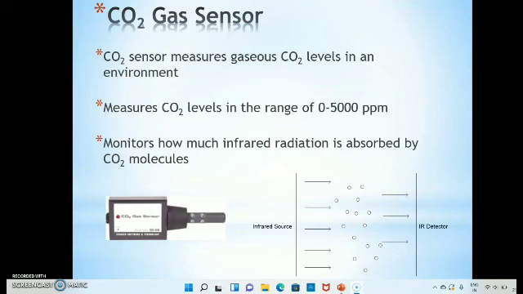CO2 gas sensor. The CO2 gas sensor measures gaseous CO2 level in the environment, and this sensor measures CO2 levels in the range of 0 to 5000 ppm. This sensor monitors how much infrared radiation is absorbed by the CO2 molecules.